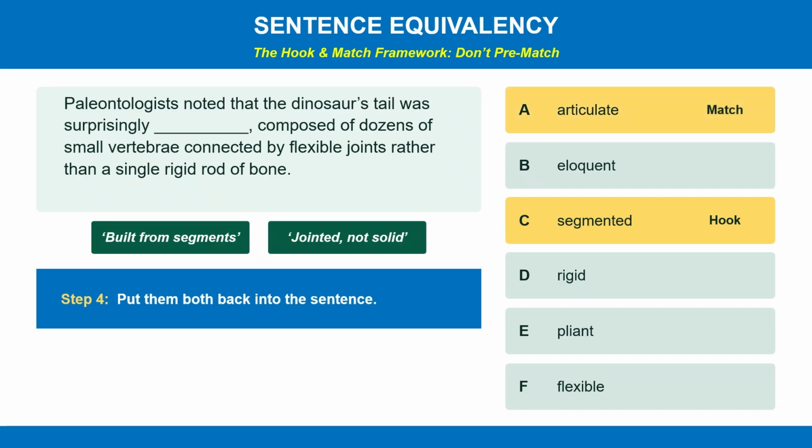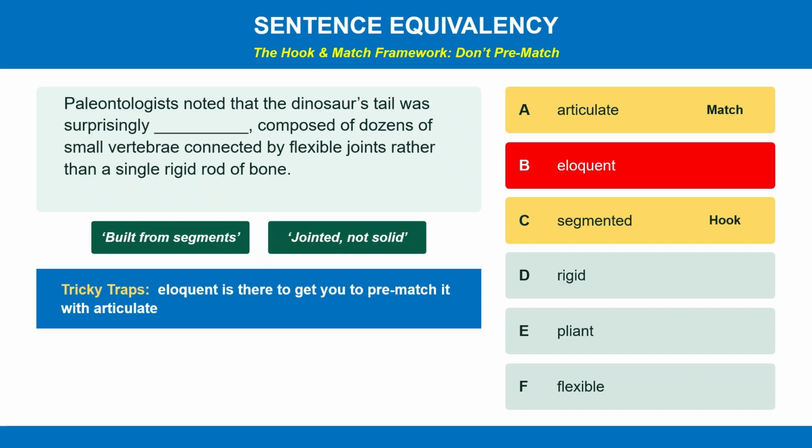And step 4, put both words back into the sentence, make sure they both work, and crucially, make sure they give the sentence the same meaning. Surprisingly articulate, composed of dozens of small vertebrae connected by flexible joints? Yup. Surprisingly segmented, composed of dozens of small vertebrae connected by flexible joints? Yes, they both work, and they give the sentence the correct meaning. Let's take a look at their tricky traps.